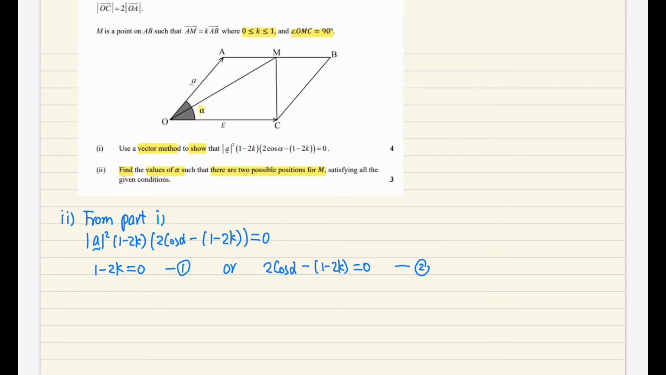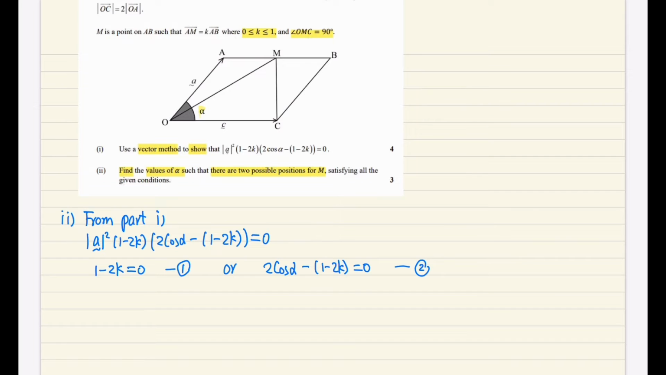Now let's see the second part. The question is to find the values of alpha such that there are two possible positions of M, satisfying all the given conditions. The keyword here is two positions for M. For sure, we should start by using the part 1 equation. The equation is a quadratic equation in regard to variable k, but having two other variables, A and alpha, as well. It is already in factorized form, so either the first factor or the second factor must be 0.